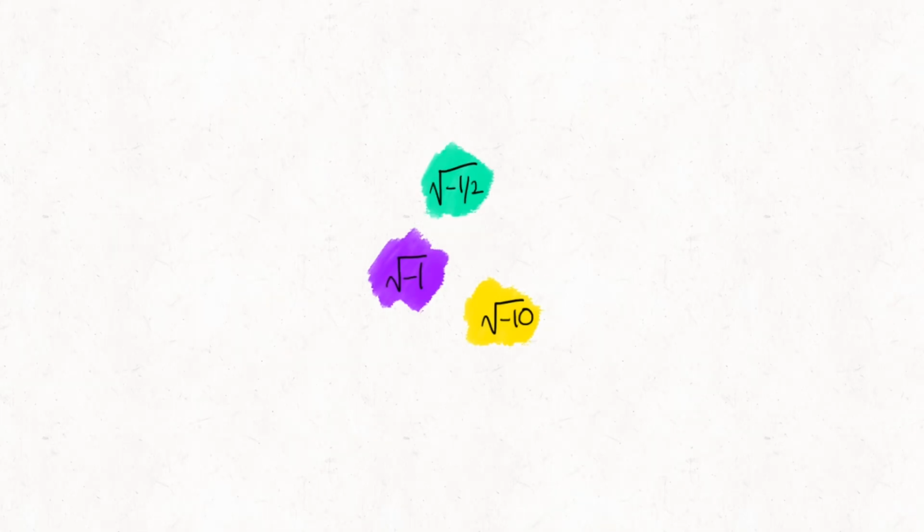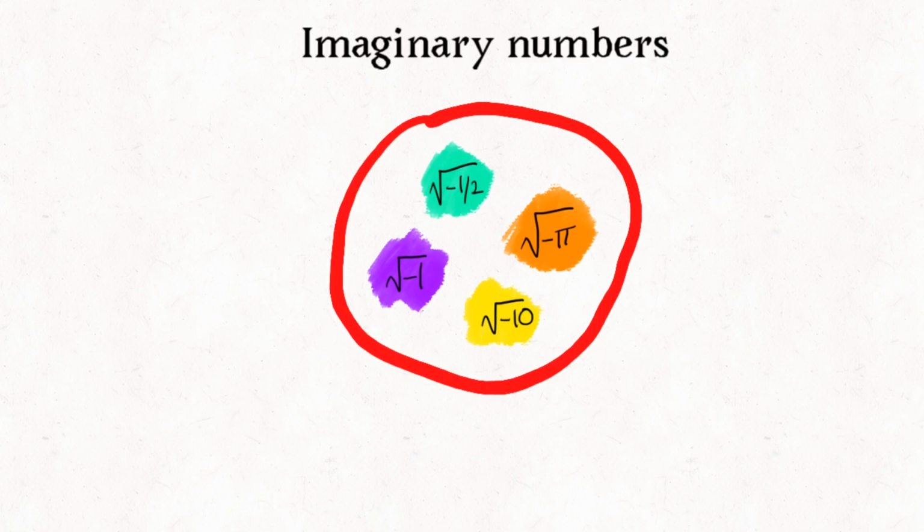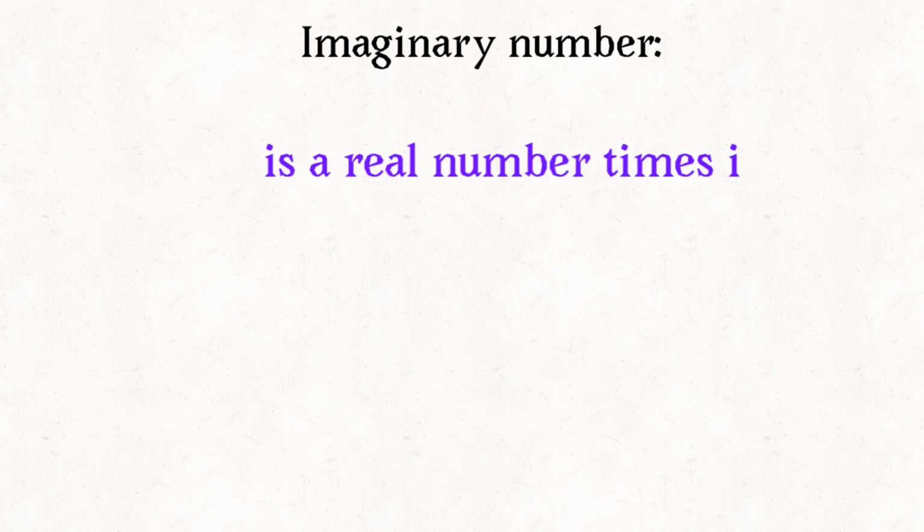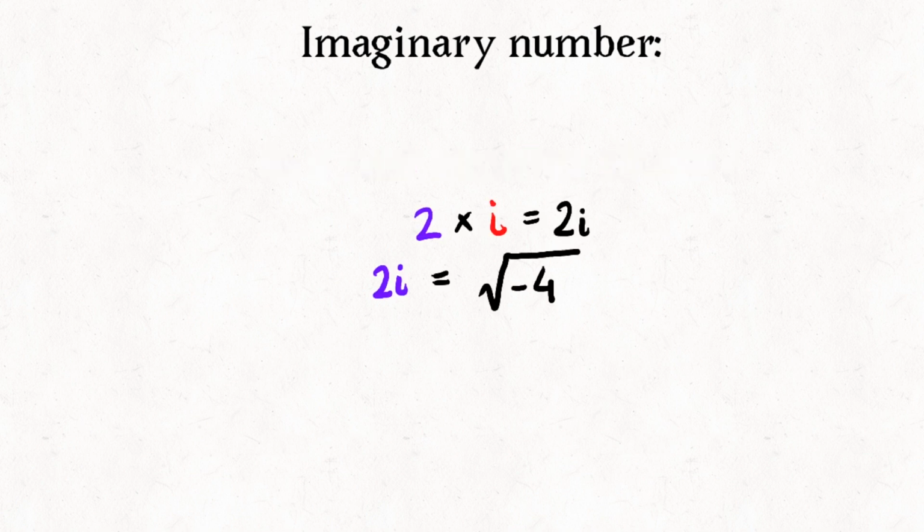The square roots of negative numbers live in the set of imaginary numbers, which revolve around the square root of negative 1, denoted by i. Multiplying it by a real number allows us to express the square roots of other negative numbers.